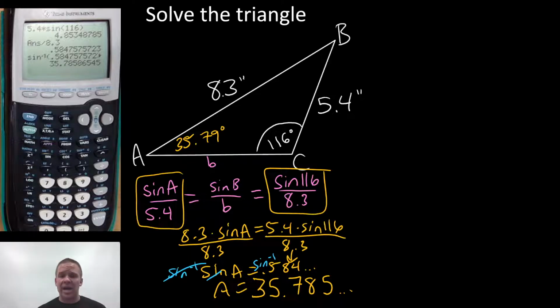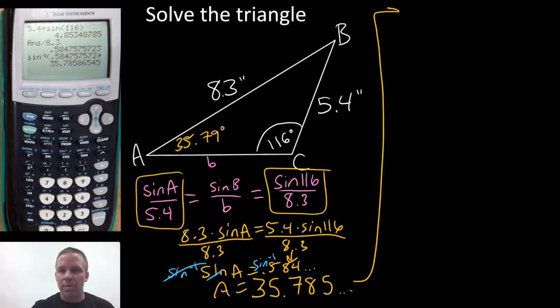Now, with the law of sines, when we're in the angle side side situation, we have to check for a second triangle potential. So the way that we do that is I'm going to take this angle. I'm going to come all the way up here.